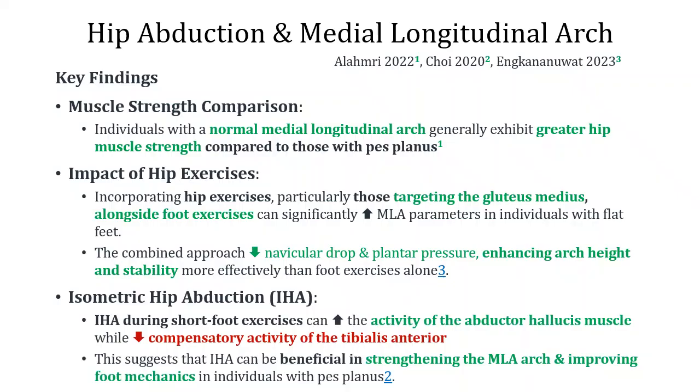Isometric hip abduction during the short foot exercise can increase the activity of the abductor hallucis longus while decreasing compensatory activity of the tibialis anterior. So you get a more coordinated muscle activation of the muscles that are ideal for supporting the arch rather than the compensatory ones. And this suggests that isometric hip abduction can be beneficial in strengthening the medial longitudinal arch and improving the foot mechanics in individuals with pes planus.